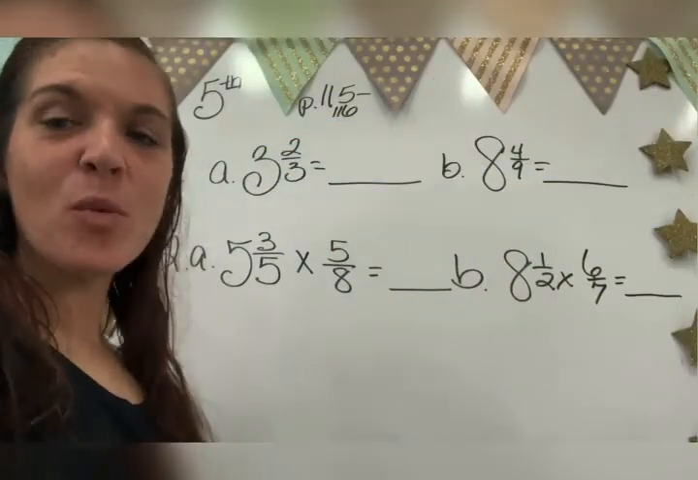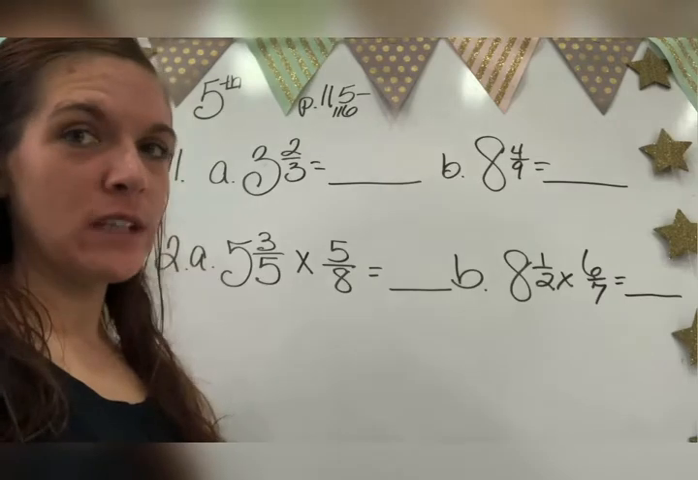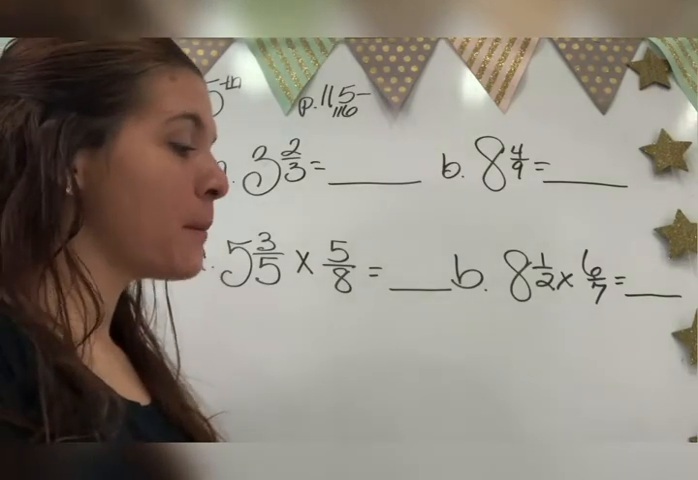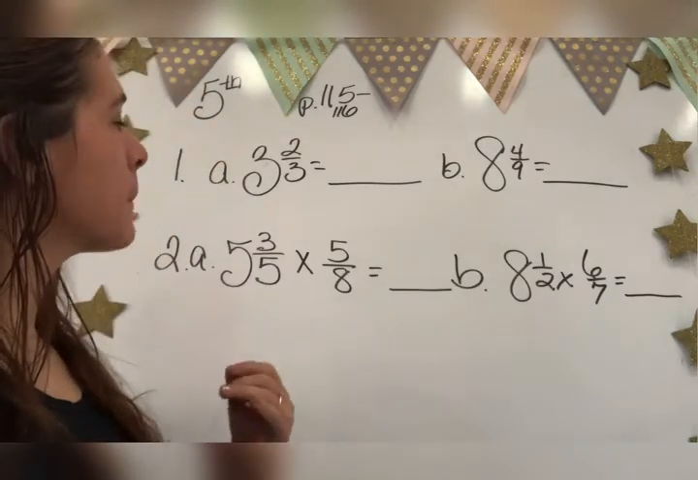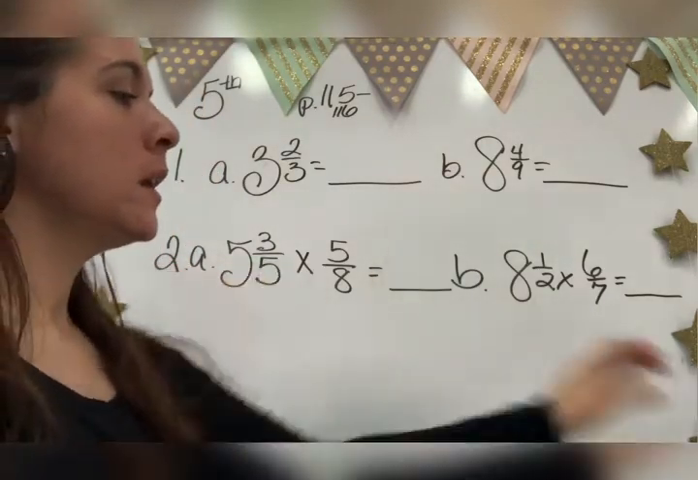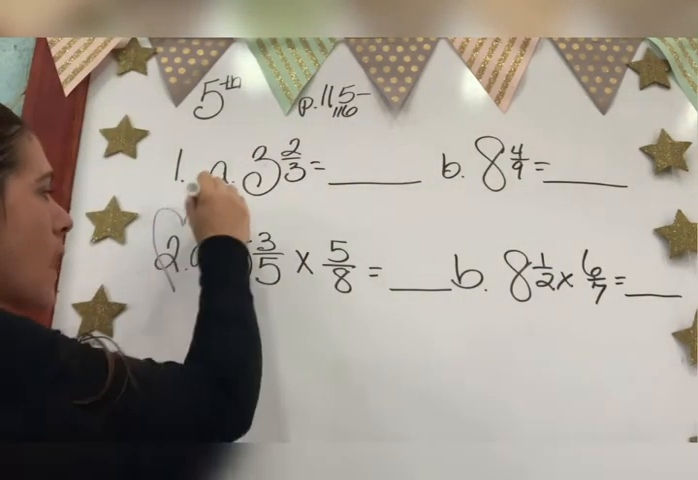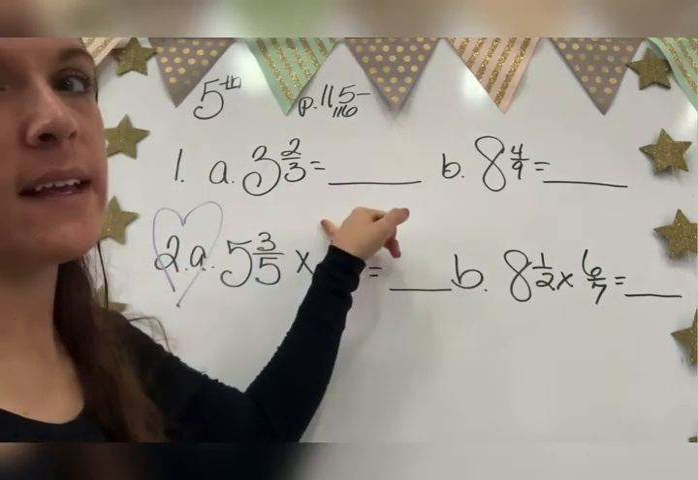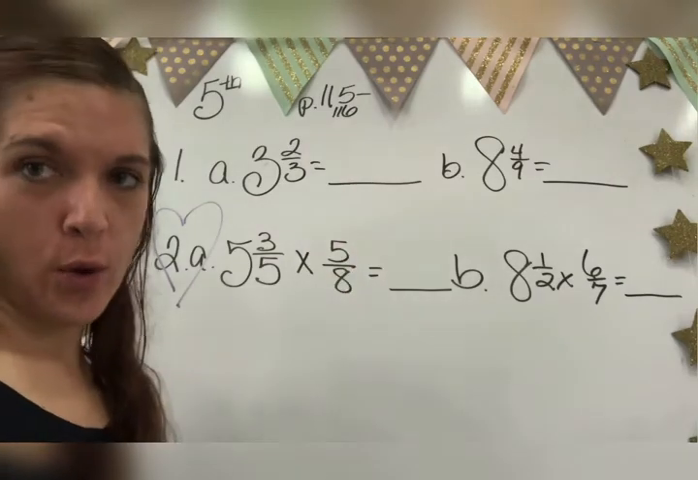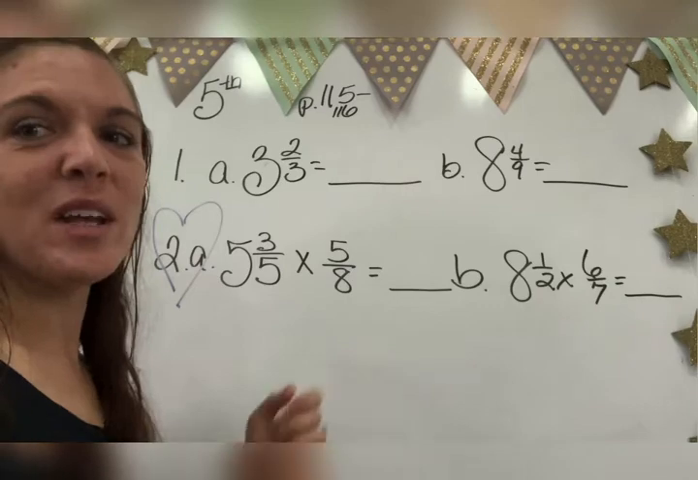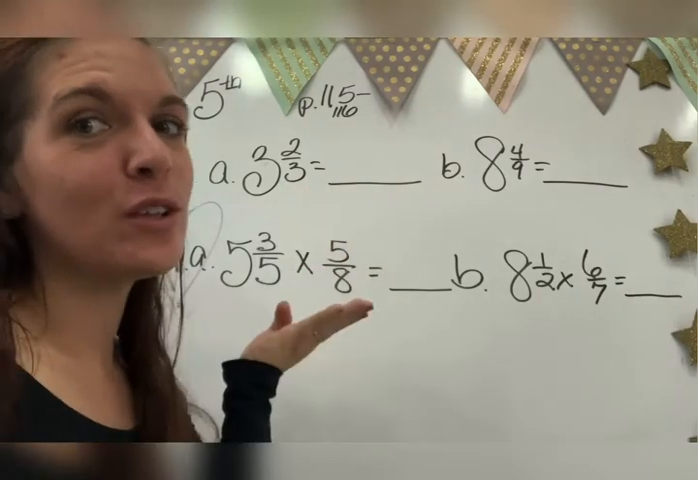Hey, fifth grade math, welcome to page 115 and 116. Today we are doing multiplying fractions with mixed numbers. Okay, so number 2 is what starts your new stuff. Number 1 is review. So what does that mean? We're gonna remember and review what you need to know so that you can do your new stuff.